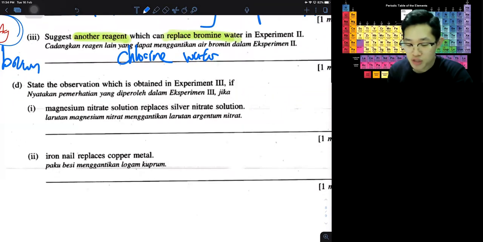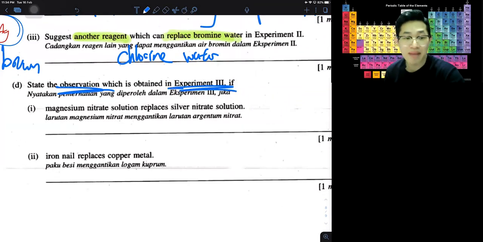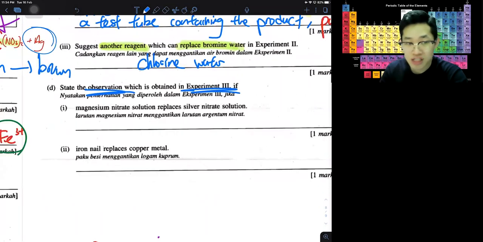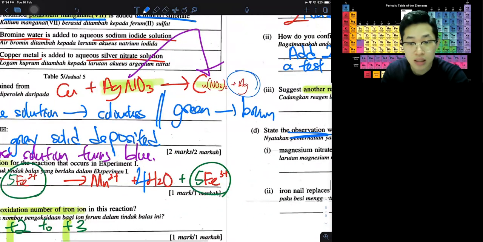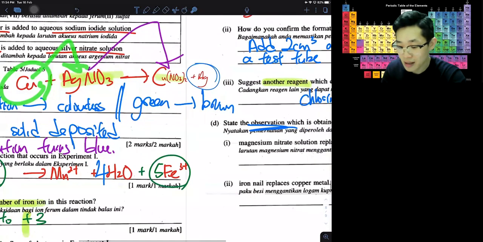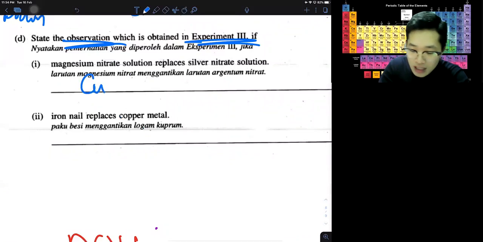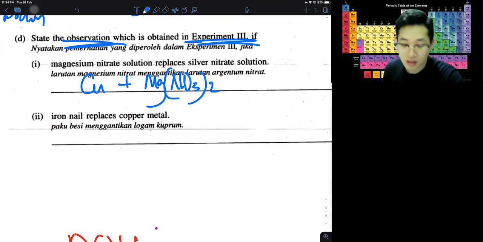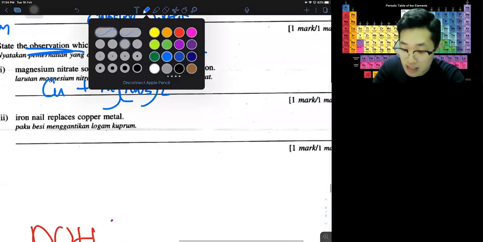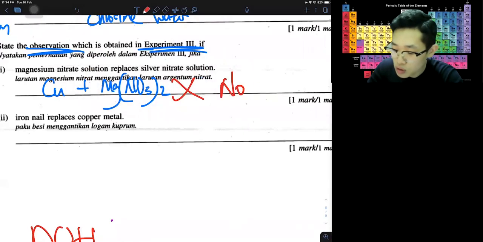State the observation obtained in experiment 3 if magnesium nitrate solution replaces silver nitrate solution. So just now the reaction was using copper. Yes, we are using copper to steal silver's girlfriend. But now copper wants to steal magnesium's girlfriend. What will be the observation? Cannot steal, yes, very good. So that's why no changes.